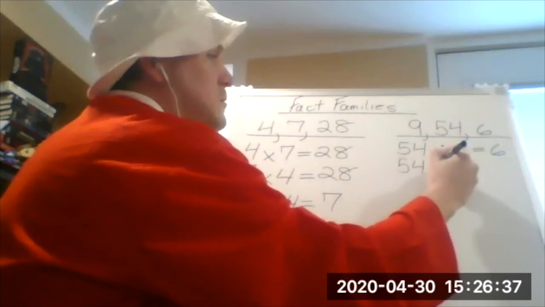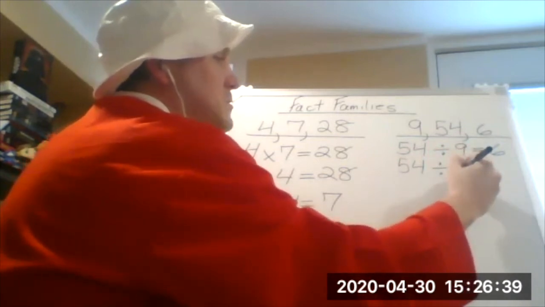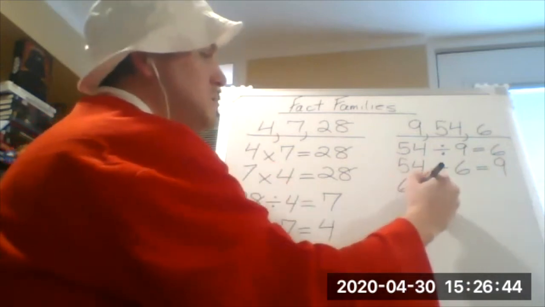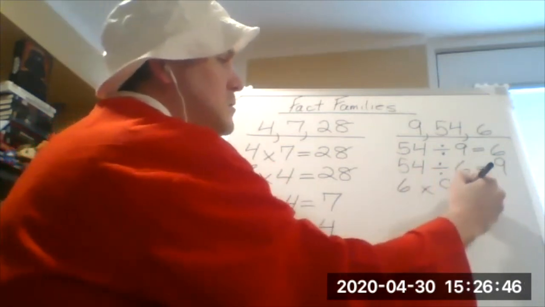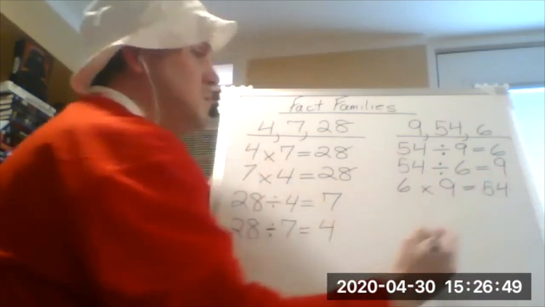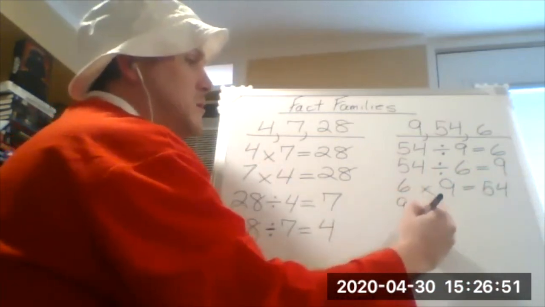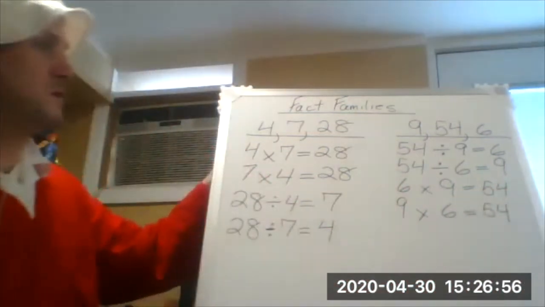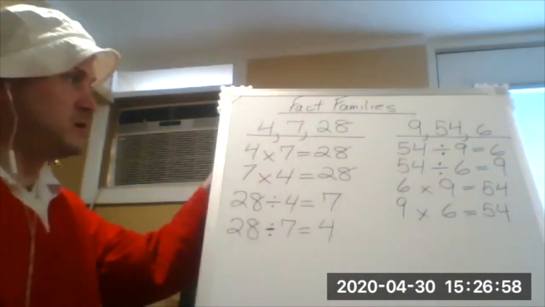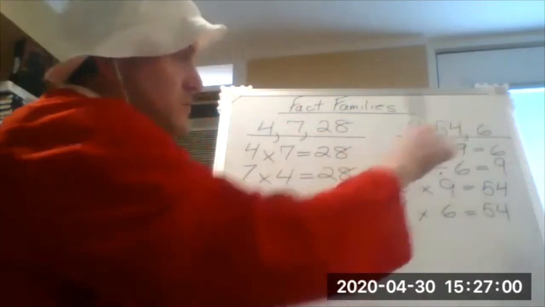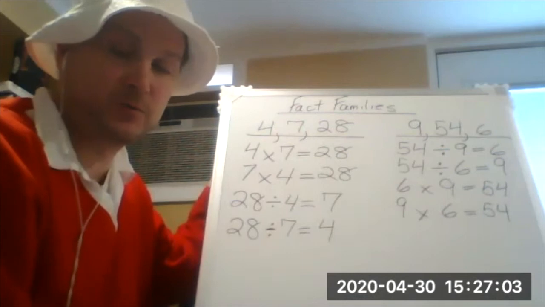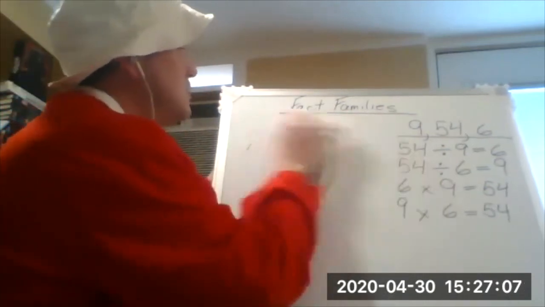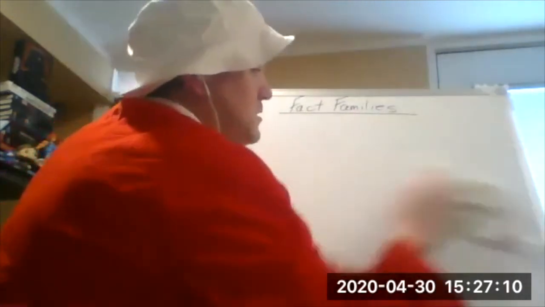54 divided by 6 gives me 9. 6 times 9 gives me 54. 9 times 6 gives me 54. So they may present it to you this way. They may present it to you with the numbers, and you have to figure out what are we multiplying, what are we dividing by. Now the third way they could present the numbers, and you'll notice this.